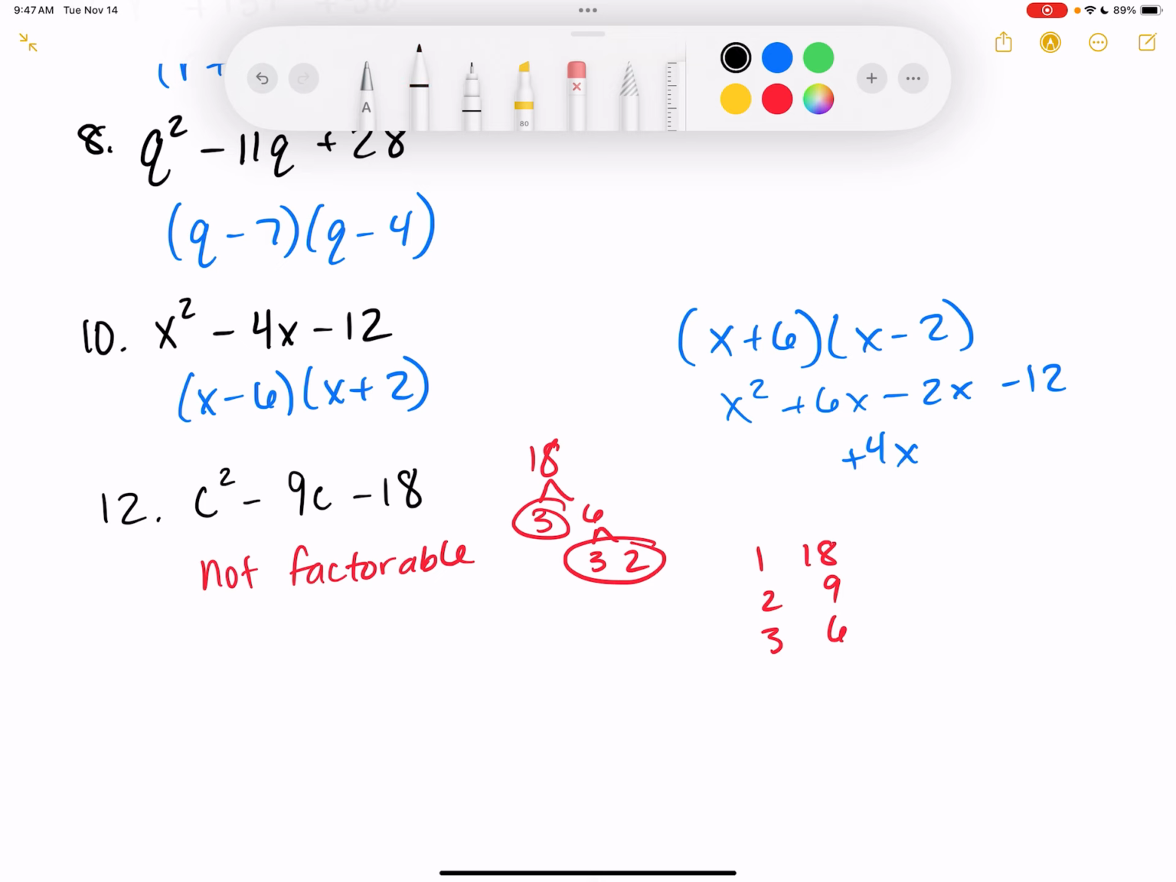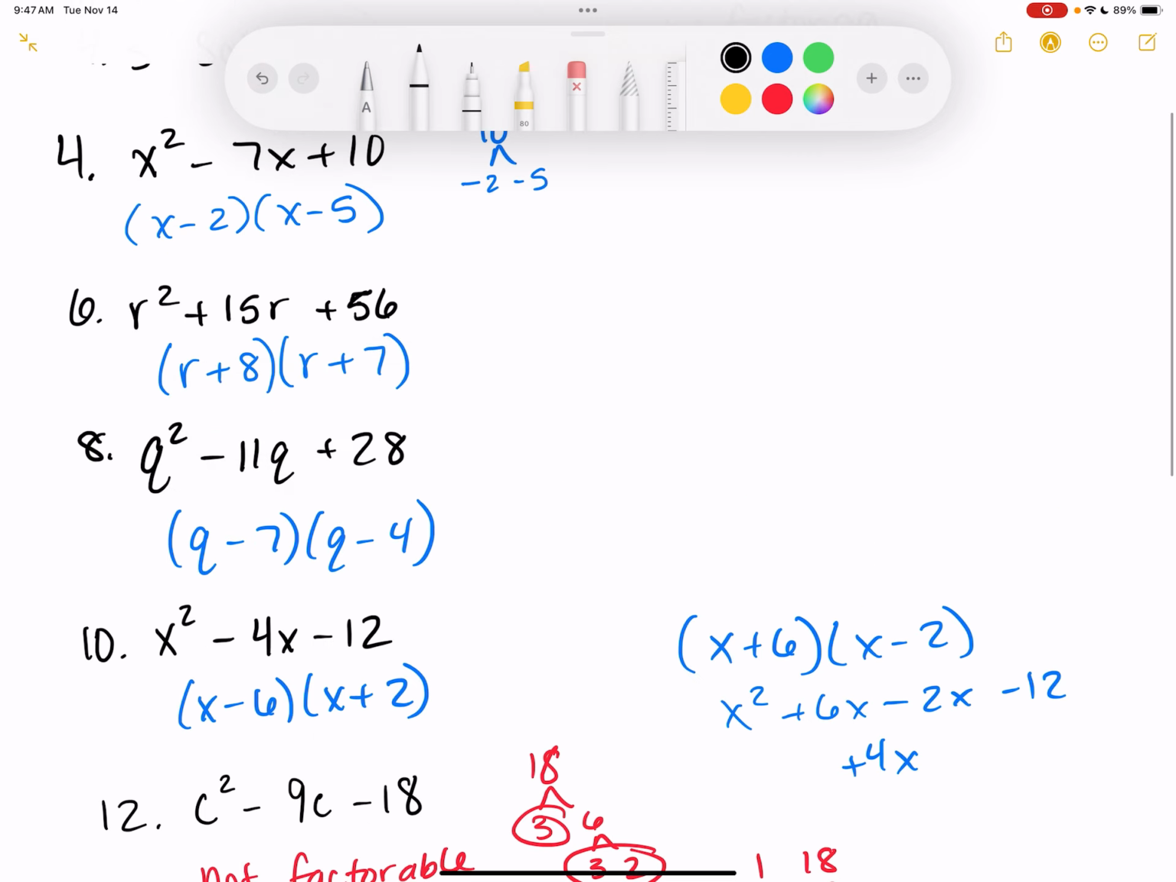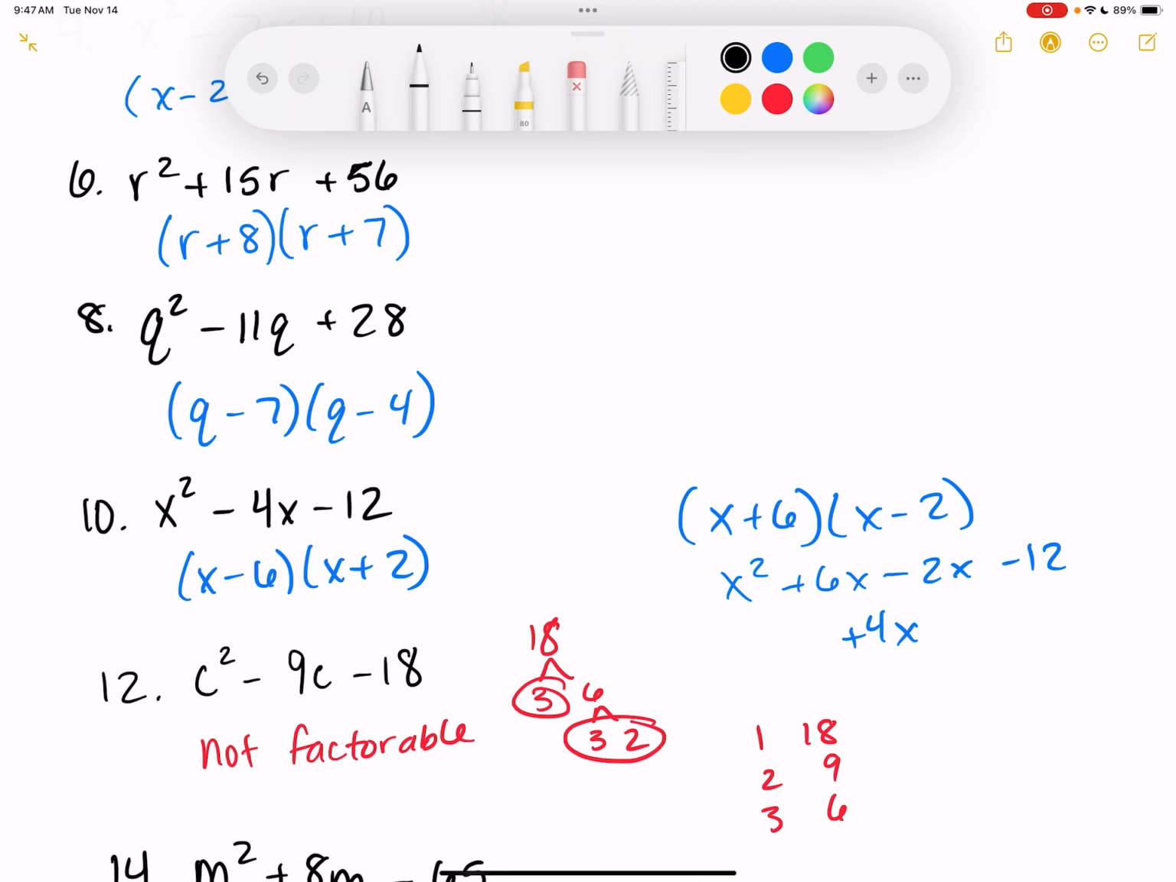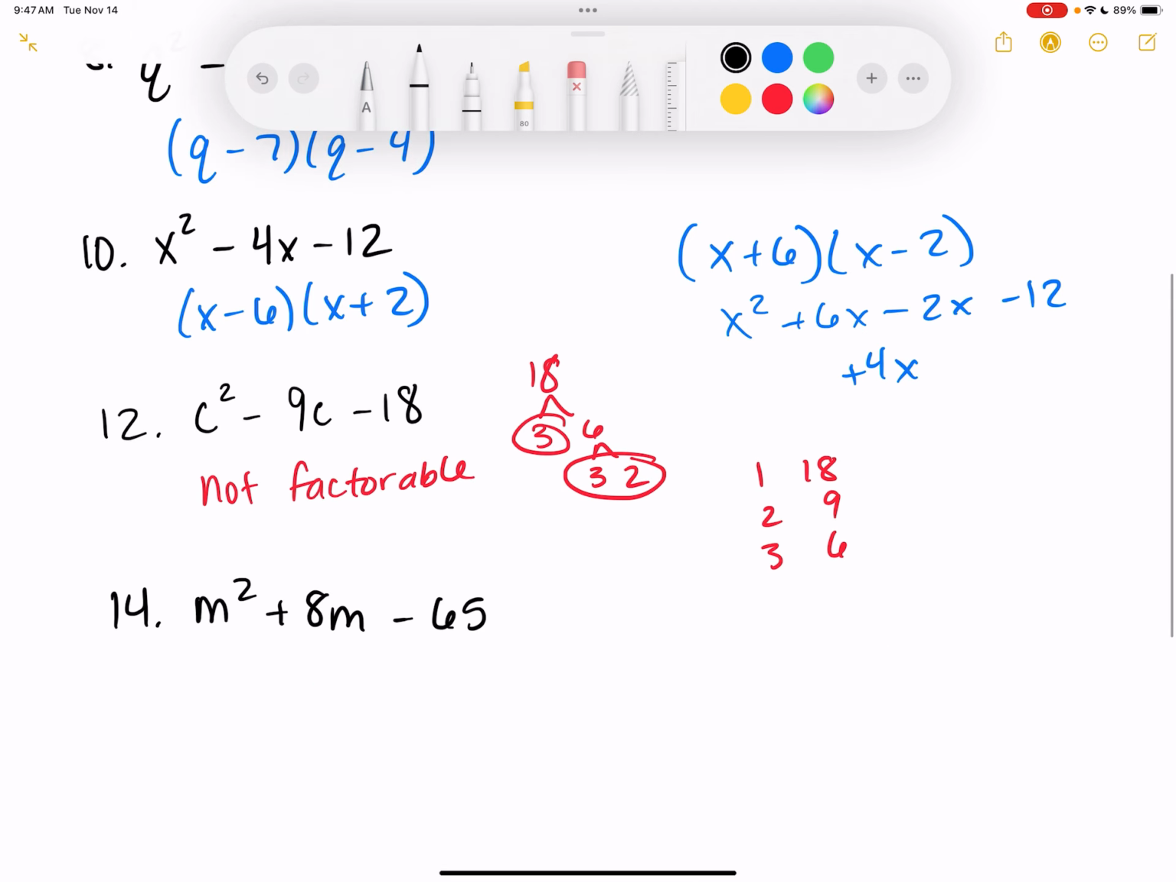All right, so those are the generic ones. Let me do one more, just because it's a different one than we've had. m squared plus 8m minus 65. Now I had ones where both were positive in number 6, a positive and a negative in number 8, and both negative in number 10, but now I have a negative here and a positive here.